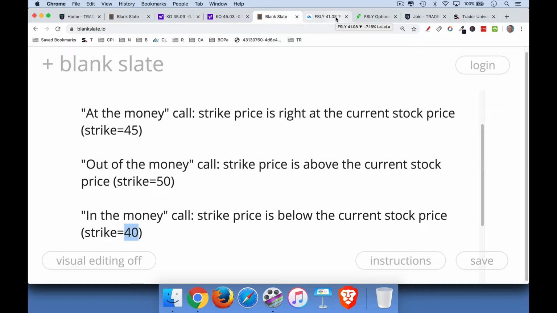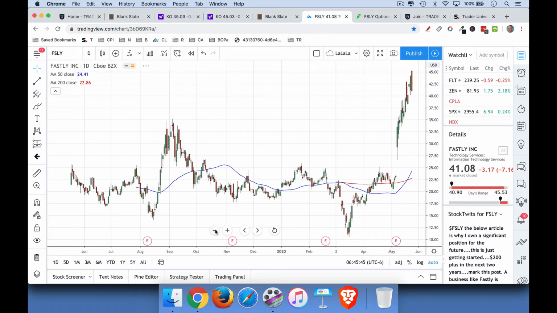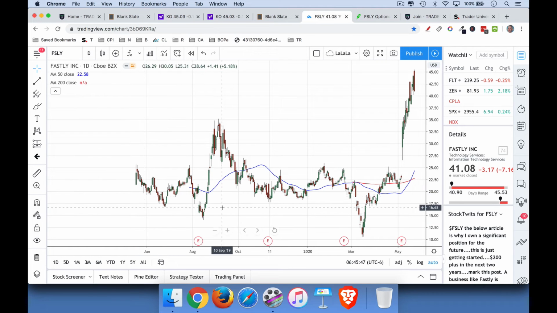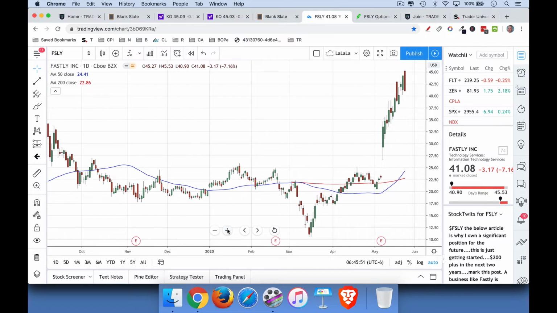So let's just jump right away to a trading example, because I think that people get hung up on the terminology and they worry about that much more than how you actually trade them. So I'm going to look at the stock FSLY. I believe it's a fairly recent IPO from last year. It's about a year old, and it's been breaking new highs, which is quite interesting in this environment.